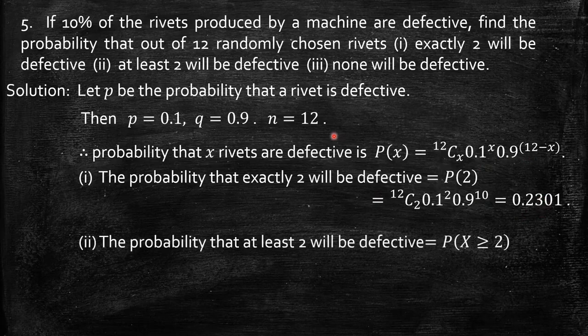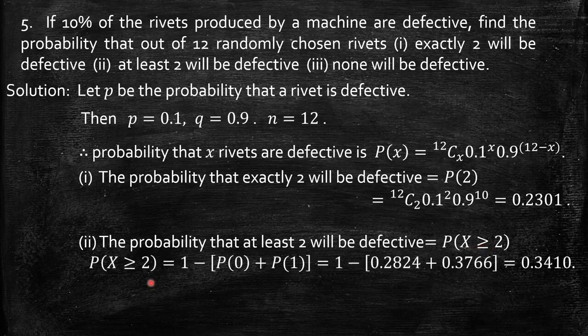Probability that at least 2 means minimum is 2 or more. So that is probability of x greater than or equal to 2. Now if I go in the direct way, then I have to take from 2 to 12, so we have to sum up all the probabilities from 2 to 12. Instead of that, we take the complement, 1 minus probability of x less than 2. So 1 minus probability of x less than 2 means we have two values left out, 0 and 1. So 1 minus probability of 0 plus probability of 1.